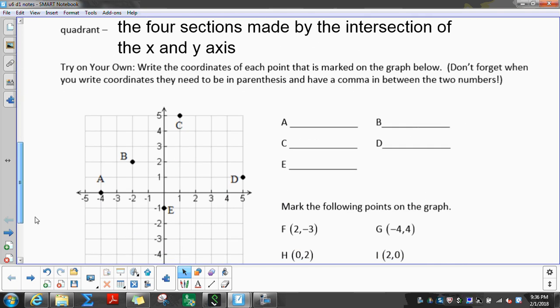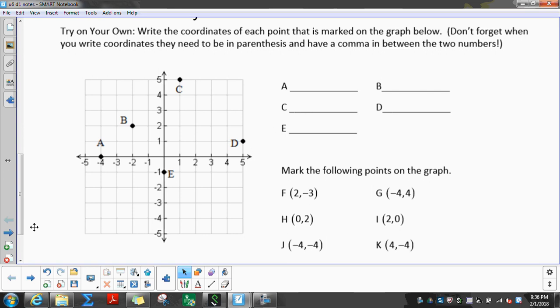Alright, so this you're going to try on your own because I think this is where most of your skills are at already. You're going to write the coordinates for each of these points. Basically, you're going to give me the ordered pairs for points A, B, C, D, and E. So you write down the ordered pairs. They need to be in parentheses and have a comma between the two numbers. And then when you're done with that, you're going to graph these 6 points on the grid here.